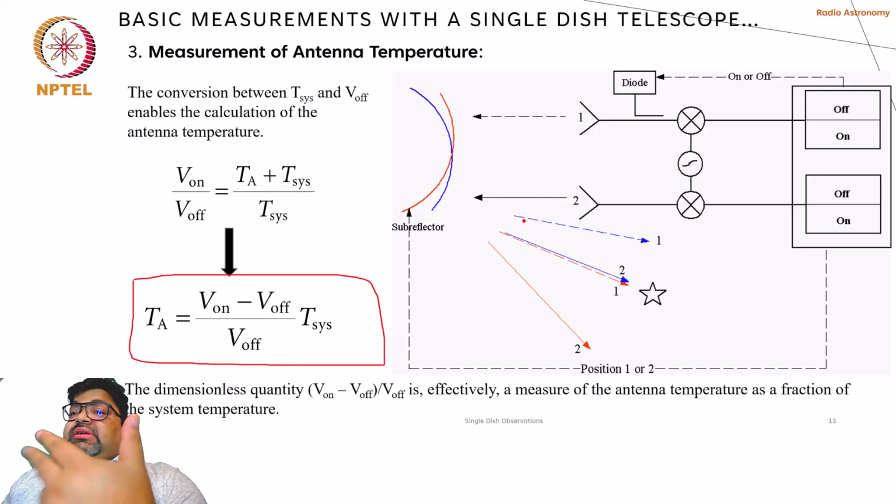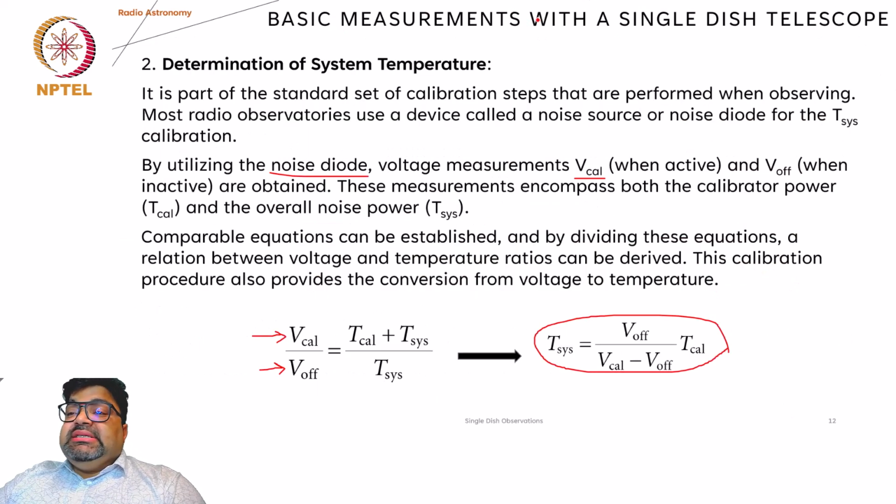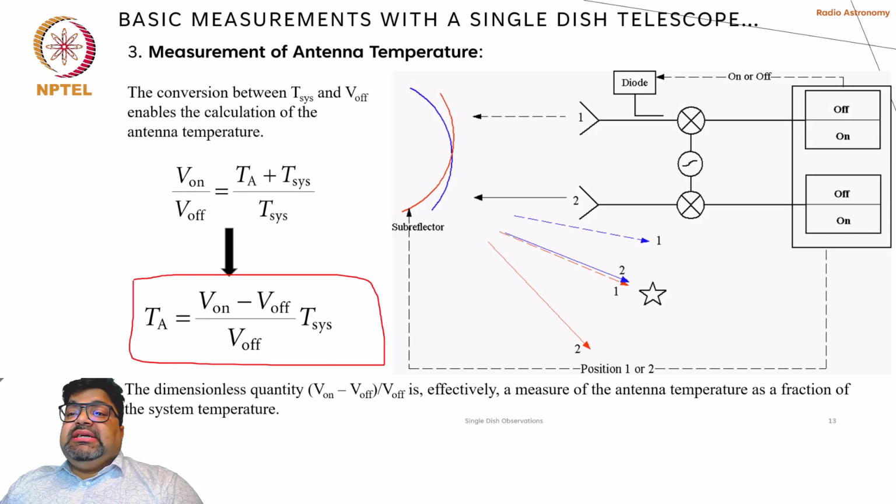Another thing is you can do the ratio of V on and V off. What happens is it cancels out the gains, and what remains is just TA and T sys as a function of on and off. Now, if you already know T sys from the T calibration measurement, then you can put it there and you can get TA clearly. Okay, that is also a possibility.